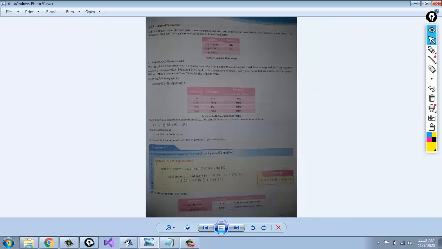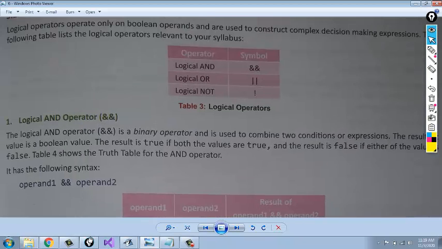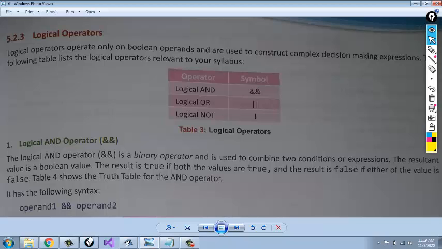Then the next type of operator is the logical operator. For performing logical operations in Java, we use logical operators. Which are those logical operations? Logical AND, logical OR, logical NOT. These are the three operations in Java. The three symbols used for performing those operations are written in this table. Here you can see these are the three symbols. We can see each operator one by one.